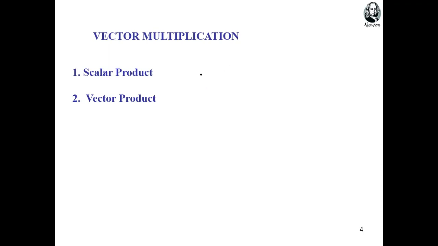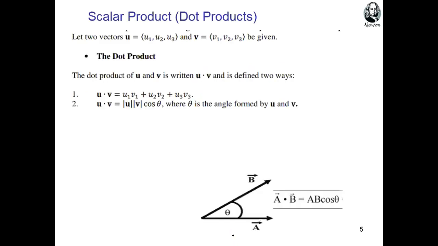Scalar product means, for example, when vector number 1 multiplies with vector number 2, what will be the result? Same for vector product, when two vectors multiply, what will be the result? So let's discuss vector product and scalar product. Sorry, first one is scalar product or dot product. Scalar product and dot product are the same. We can say scalar or dot product.